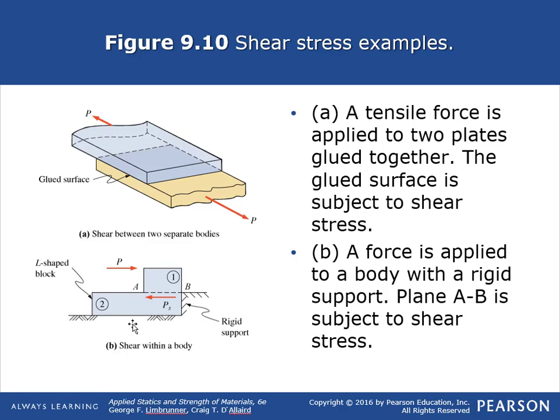Another case of shear stress is we have this body here, this block. It's up against a rigid support, and I have this load P pushing on it. In this case, I have a solid member, but I have a shear plane from A to B, where this rigid support only backs up the lower half of this block, which means that a shearing stress is applied to this separation plane AB.